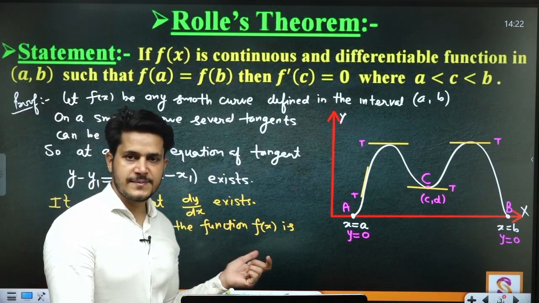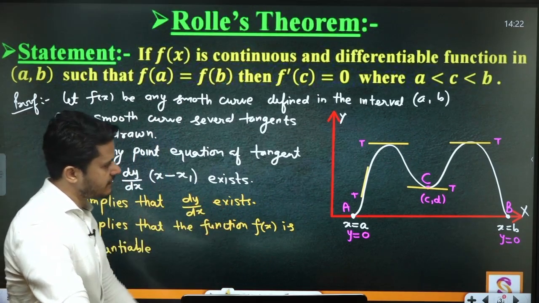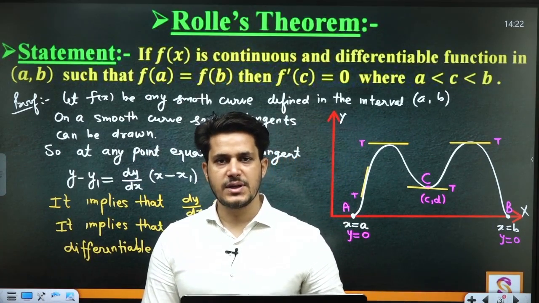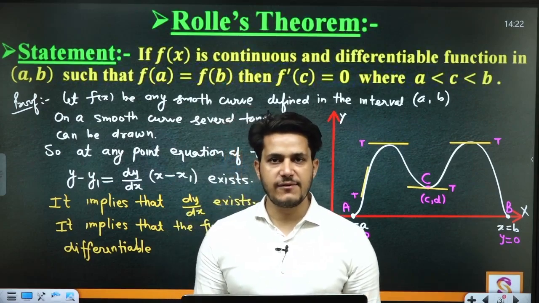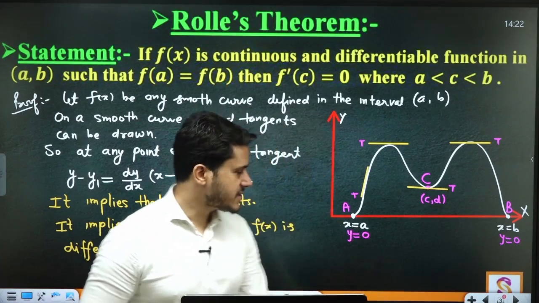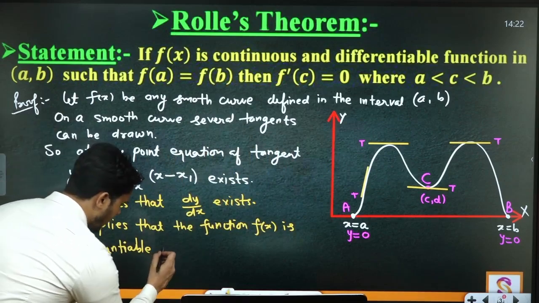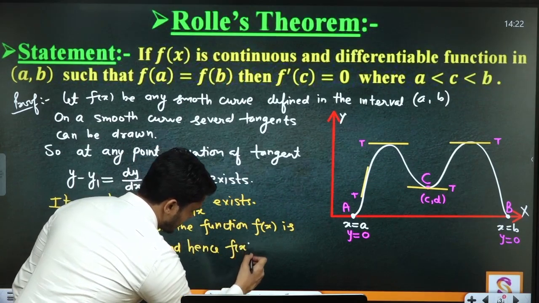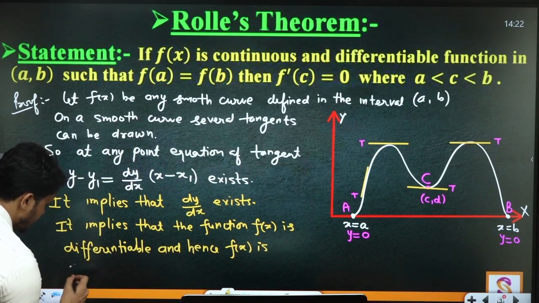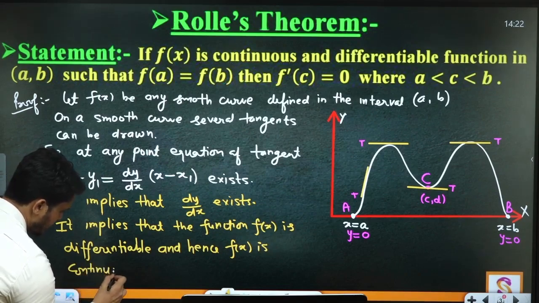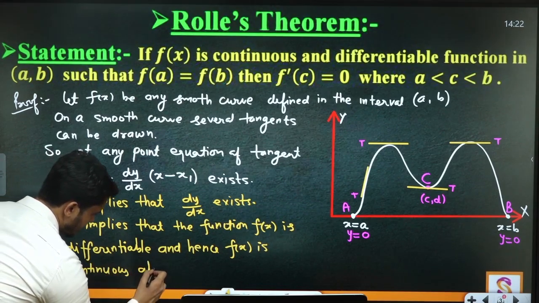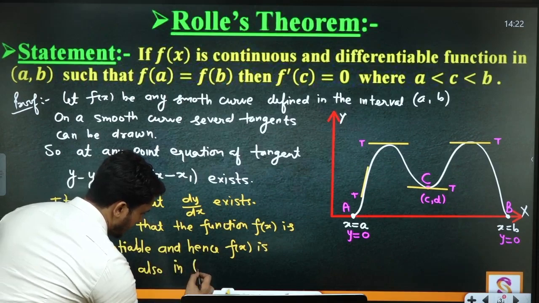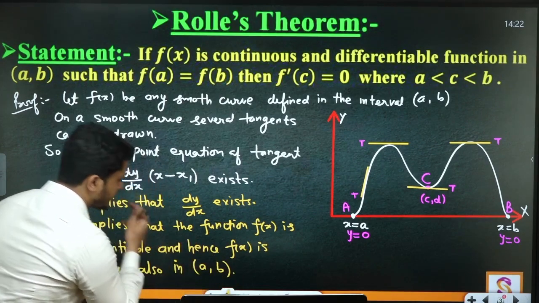If dy by dx exists, then this function f(x) defined in the interval a comma b will be differentiable. And in the last session we have studied a fundamental theorem of differentiability, that every differentiable function is continuous. That's why you can say, and hence f(x) is continuous also, in the interval a comma b. So this is your first statement.